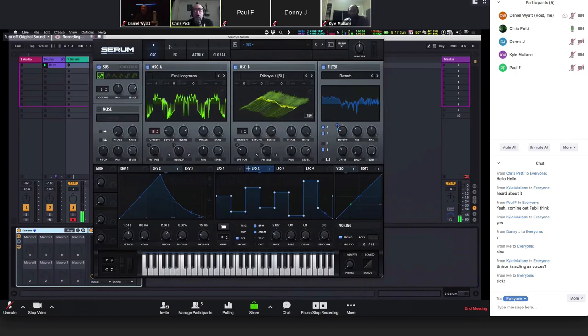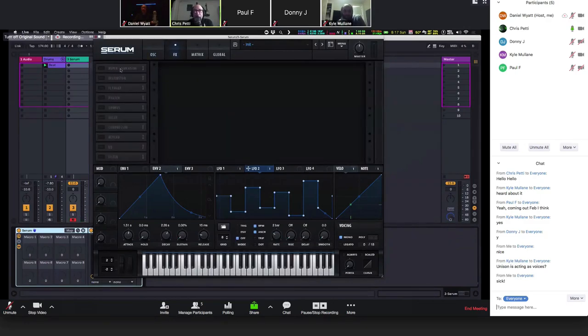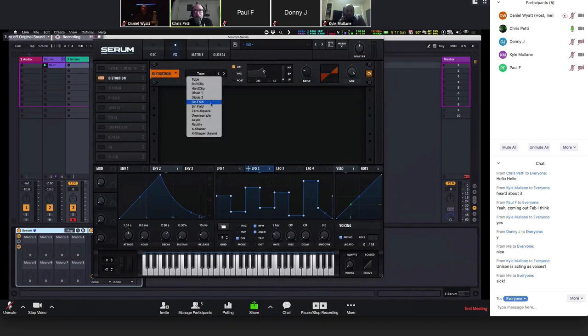So there are a whole slew of different effects on board. One of the things that I usually look at when I look at the onboard effects inside a synthesizer are the distortion capabilities. And there's a variety of different distortions that can be applied to the sound as well.